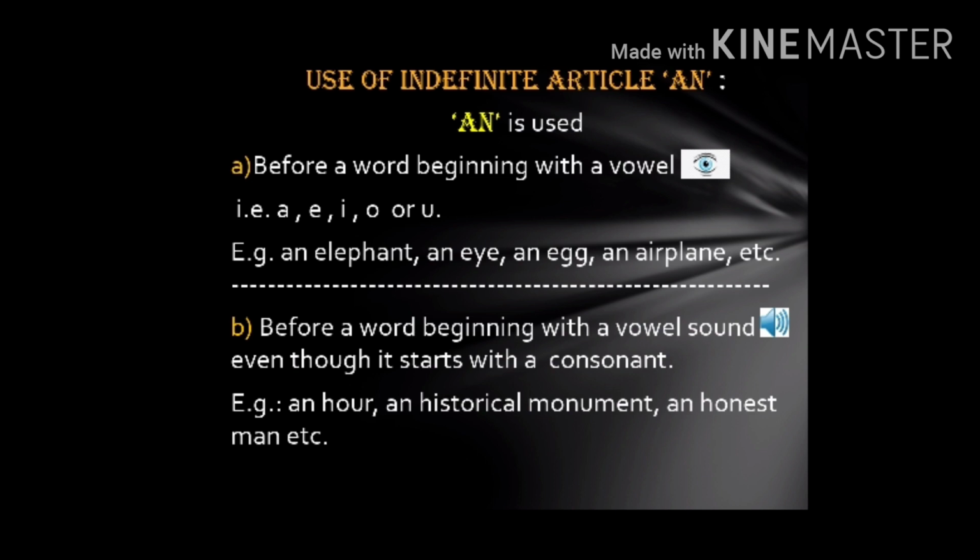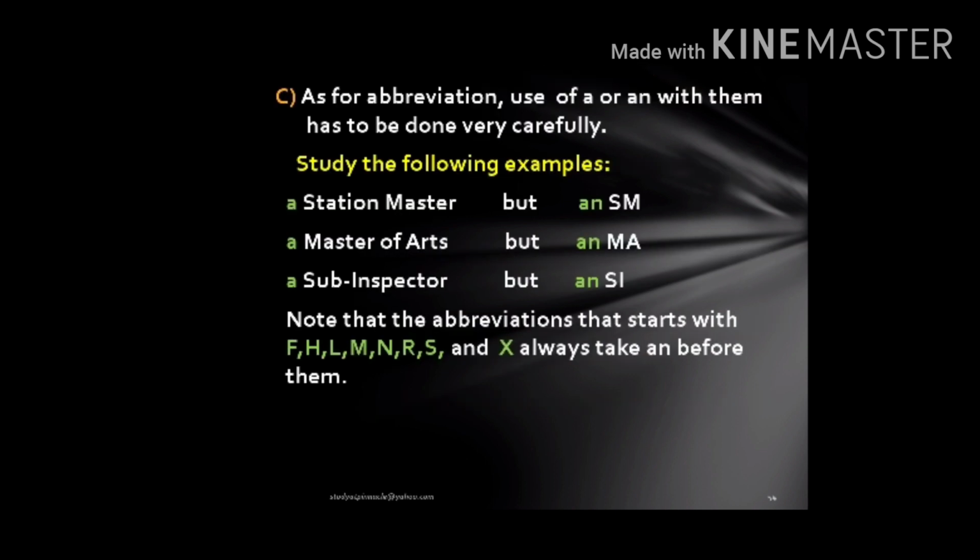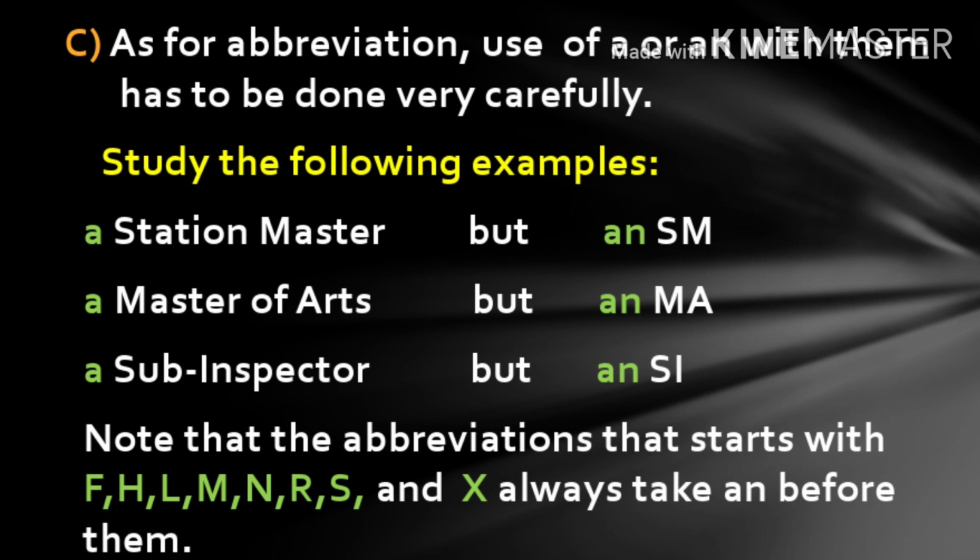Now, this part of the topic, I can bet no one must have learned it anywhere. Using an article for abbreviation. For those who do not know what an abbreviation is, abbreviation is the short form. For example, AIR, All India Radio, SM, Station Master, MA, Master of Arts, B.Ed, Bachelor of Education. So these are the abbreviations.